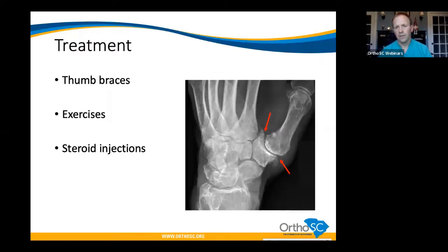So in this x-ray, you can see bone spurs here on the side. The treatment, again, can be thumb braces, the exercises, motion, and steroid injections can last for months to years sometimes for this. And so, like I said, lots of people get arthritis, but definitely not everybody needs surgery.